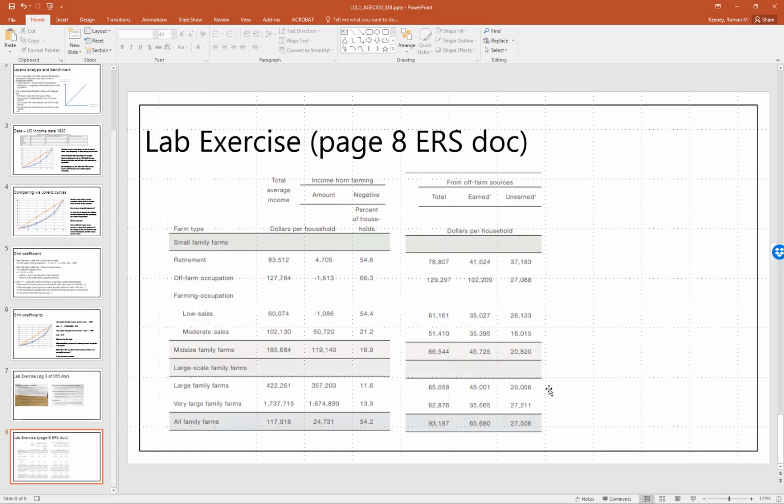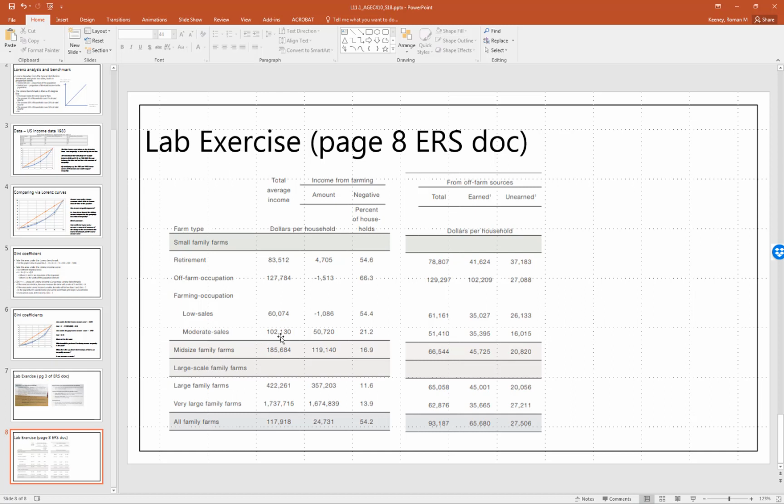If you look at the slides, on page 8 of that ERS document, they give you just the average income by group. Okay, so for retirement farms, the average household income is $83,000. For off-farm occupation, it's $127,000. For low sales, it's $60,000. For moderate sales, it's $102,000.